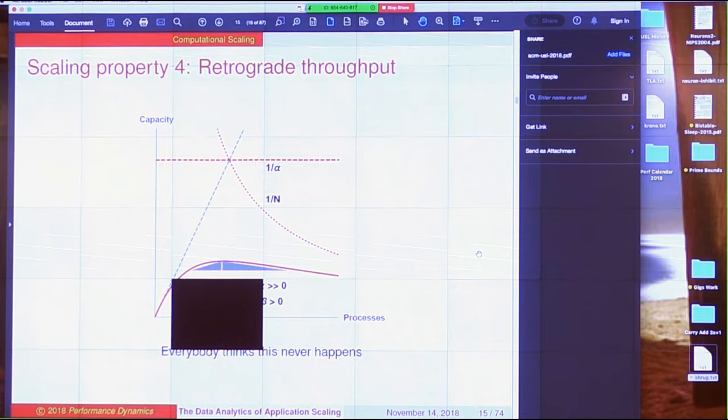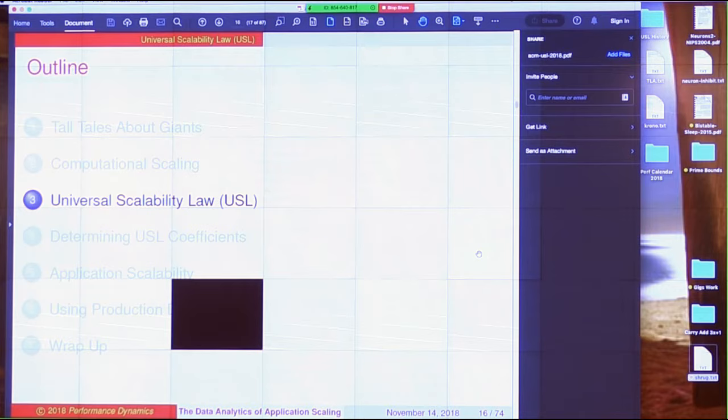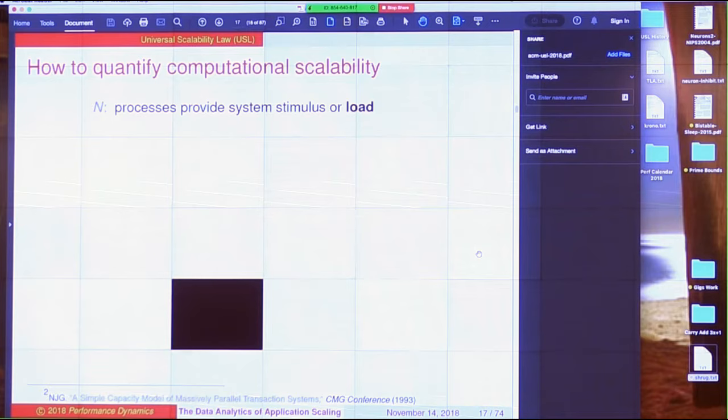So these four components are the major aspects that I'd like to be able to encapsulate when I'm assessing performance, in particular scalability. So I need a way to do that. And some years ago, I developed an approach to doing that, which involved just a single equation which contains all this information. So let me define some of the symbols I'm going to use. They're not too difficult to understand. So N is going to represent the number of processes that are providing stimulus or load onto the system. And I want to know, how does this thing scale according to that load? If I make N bigger, how does it respond?